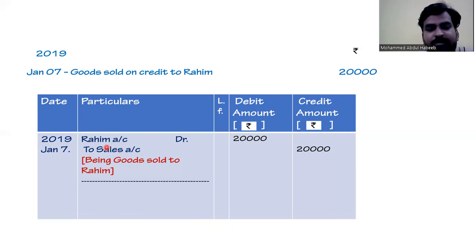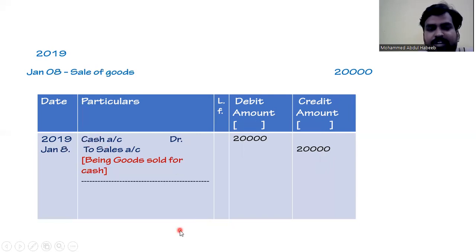As the goods are sold on credit to Mr. Rahim, his name will be debited as Rahim account debit 20,000 and sales, as it is an income, it will be credited as to sales account 20,000. So the journal entry on 2019 January 7 becomes Rahim account debit 20,000 to sales account 20,000 and the narration will be being goods sold to Rahim. Coming to our next transaction, which is on 2019 January 8, sale of goods 20,000 rupees.